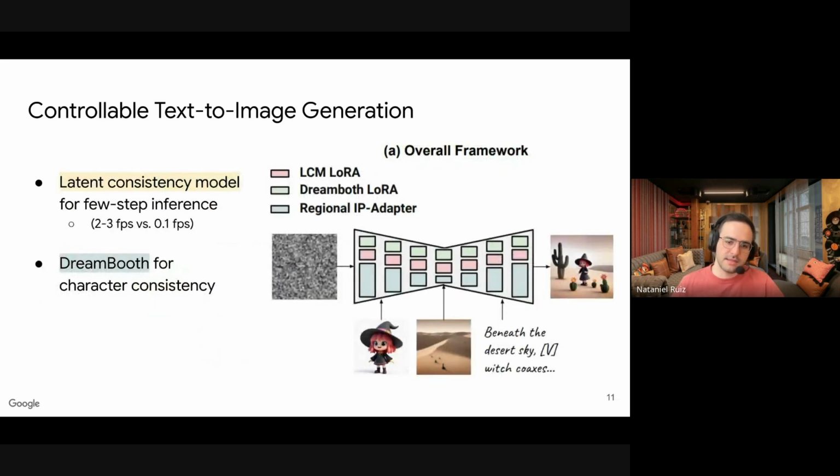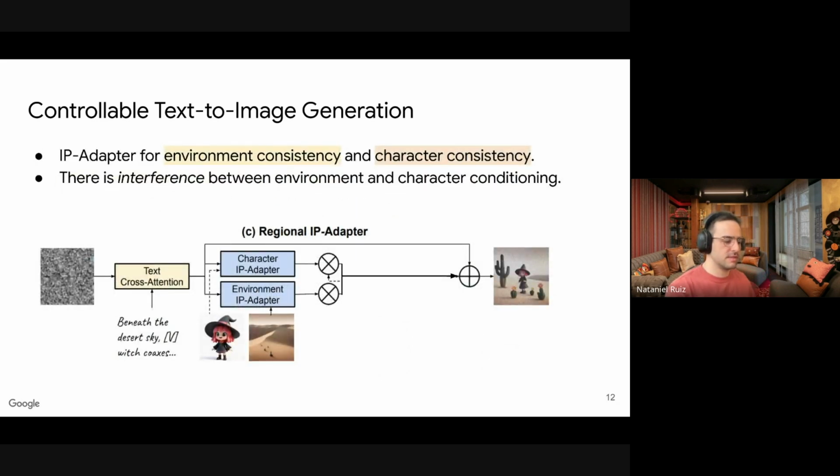And then the last thing is this regional IP adapter. So then the question was, okay, now we have some character, we have good character consistency, but we also want to have an environment.